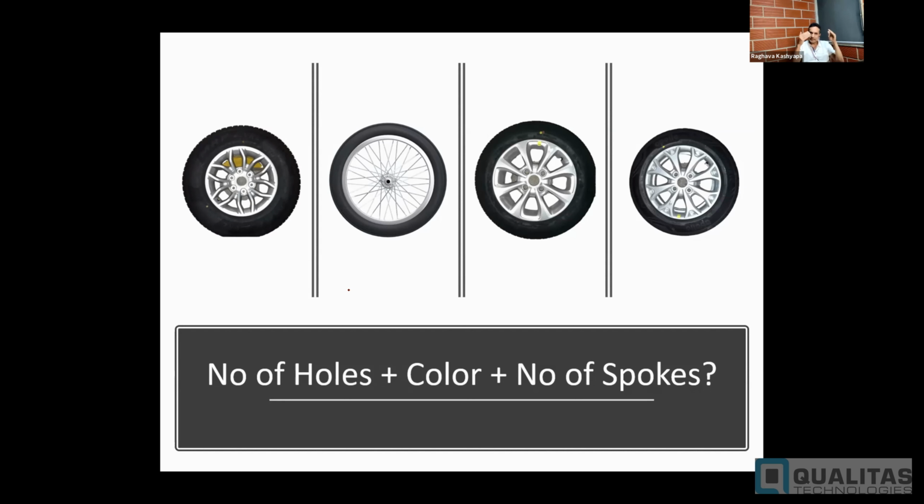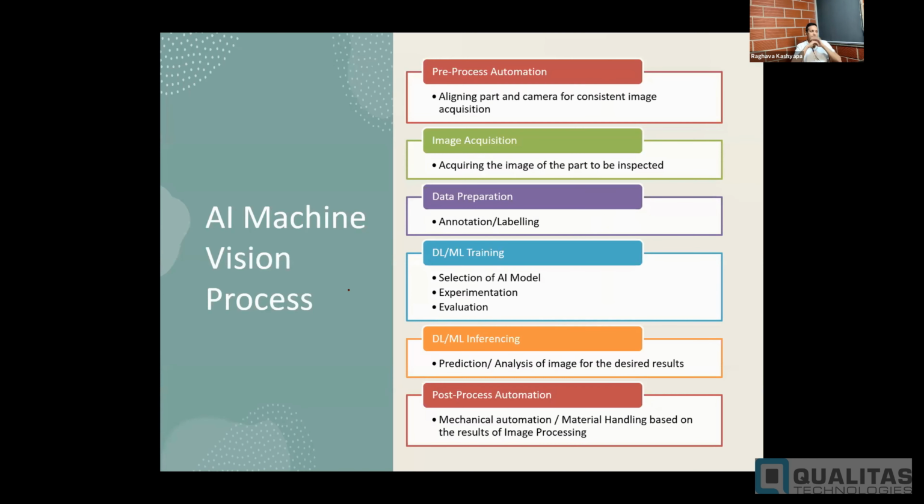So let's break this down in terms of what is the process. How do you actually go about building an AI-based machine vision system? The process is six-fold, right? And we covered 2 of these already.